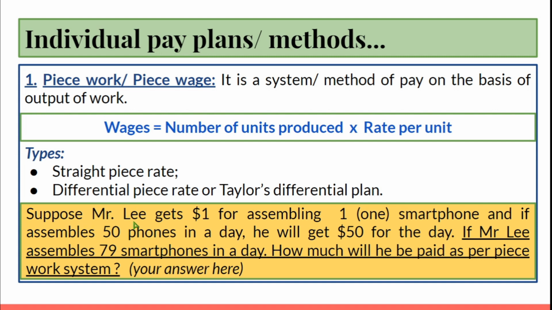Let's say Mr. Lee gets $1 for assembling one smartphone. And if he assembles 50 phones in a day, he will get $50 for the day. If Mr. Lee assembles 79 smartphones in a day, how much will he be paid as per piecework system? You can refer to the answer in the description box.